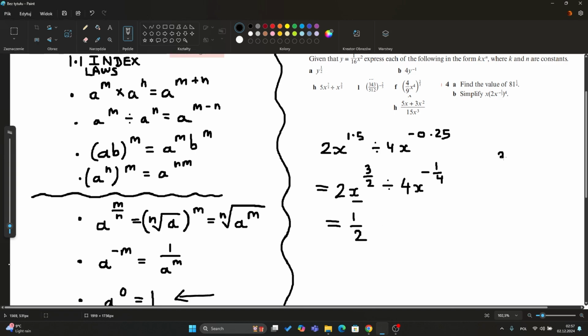And then if we do 3 over 2 minus minus 1 over 4, then we add them because it's double negation, and 6 over 4 plus 1 over 4 is 7 over 4. And that is x to the power of 7 over 4, which in decimal terms is going to be 1 3/4, so that is going to be 1/75.